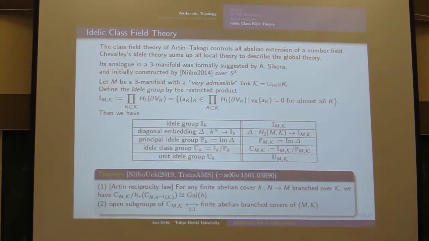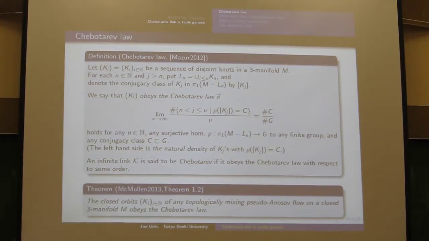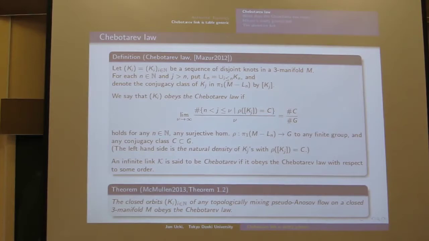Now I want to explain what I did recently. And here is the definition of the Chebotarev law. It is due to Mazur. Let K_i be a sequence of disjoint knots in a three-manifold. For each n, for j larger than n, put L_n to be the union of the knots. Denote the conjugacy class of K_j in pi_1 of M minus L_n by bracket K_j.